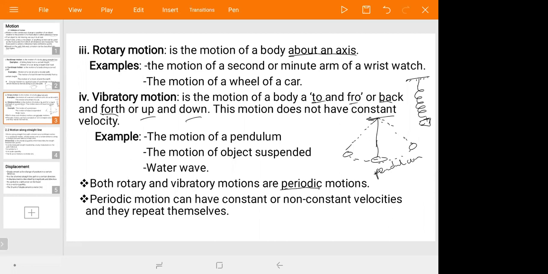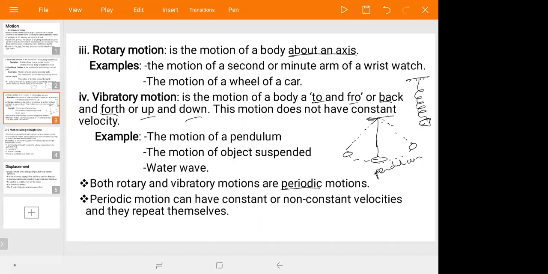Therefore, rotary and vibratory motions are periodic motions. Periodic means it repeats by itself. You can take the motion of the wheel. When you or some person rides a car, you can check the motion of the wheel of the car. And if you get a pendulum watch, you can check again. So they repeat by themselves.